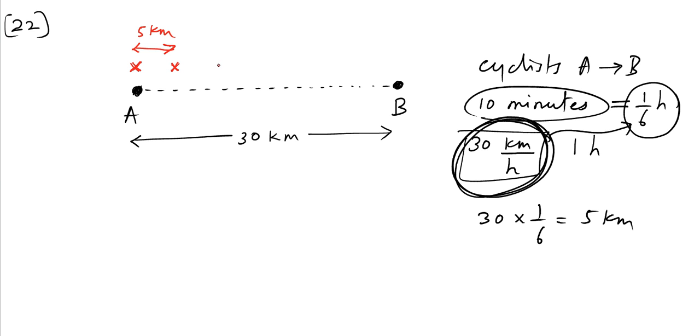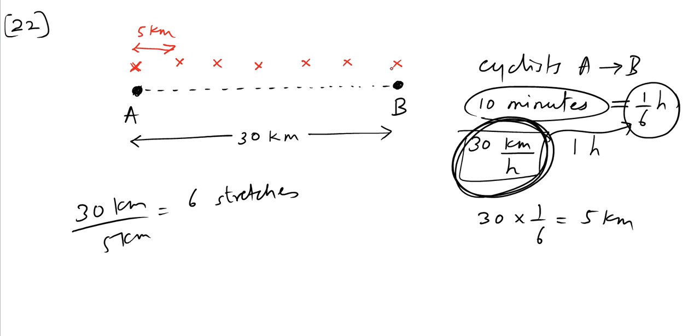The next cyclist will be ahead of this one by another 5 kilometers, so that cyclist will be somewhere over here, and so on. Now how many cyclists do we show in this picture? So naturally what we can do is we can divide 30 kilometers by 5 kilometers, and the answer turns out to be 6. So there will be 6 stretches or 6 regions or portions of the road, and each portion is 5 kilometers long, and at the end points of each stretch you will find one cyclist. So that's the sort of diagram you will get.